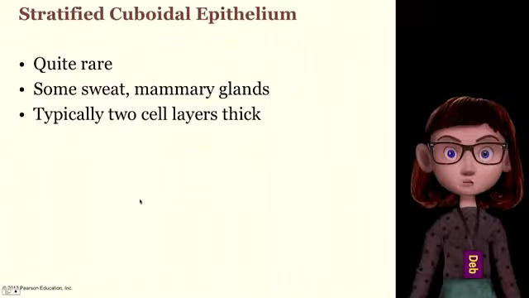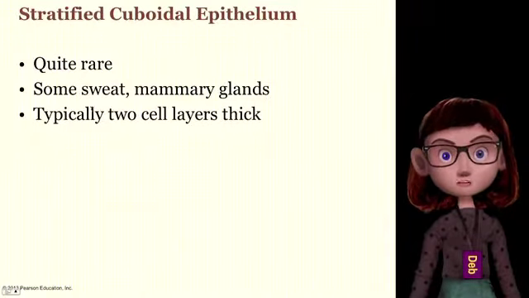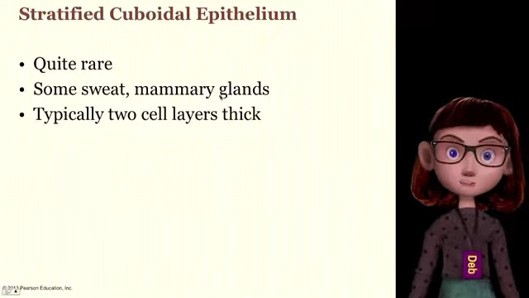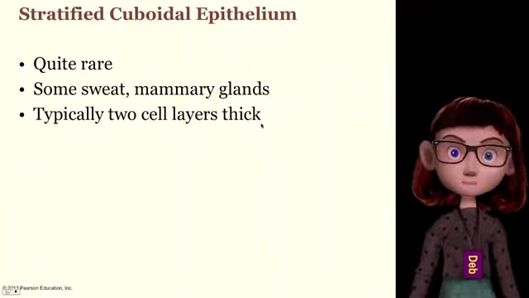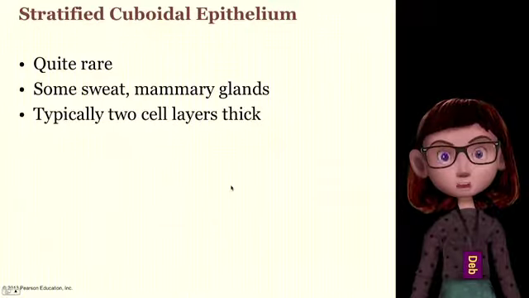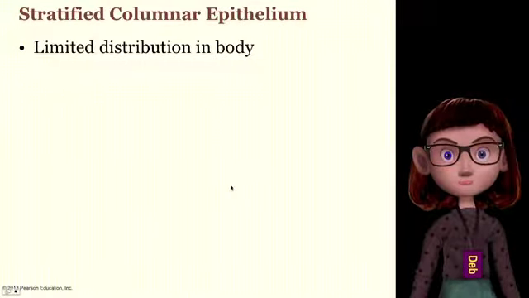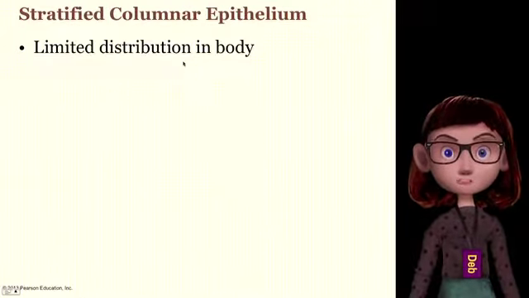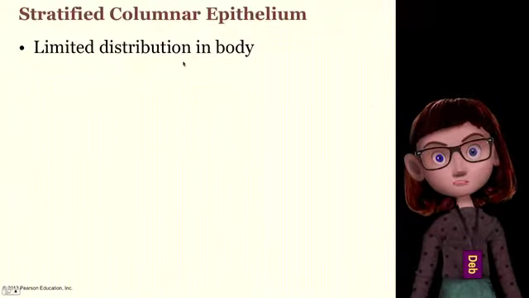Stratified cuboidal epithelium is quite rare. Some sweat glands and mammary glands can be called stratified cuboidal epithelium, and it's typically 2 cell layers thick. Stratified columnar epithelium is very limited in distribution in the body, so we don't even really talk about it much.